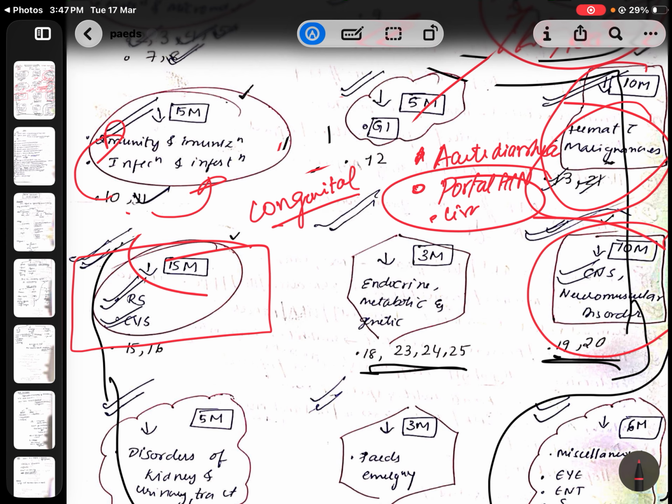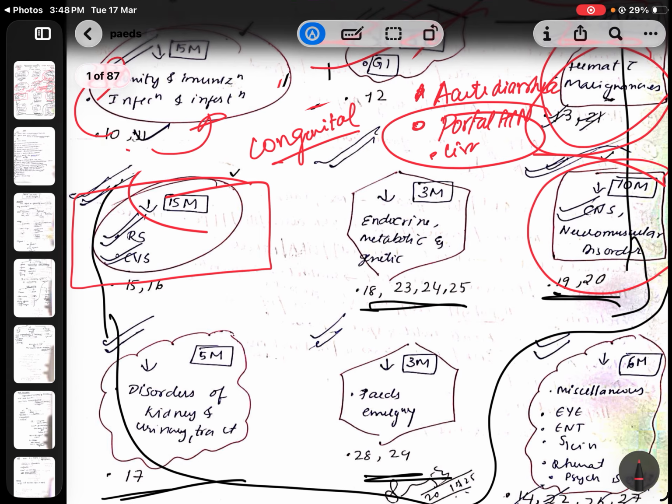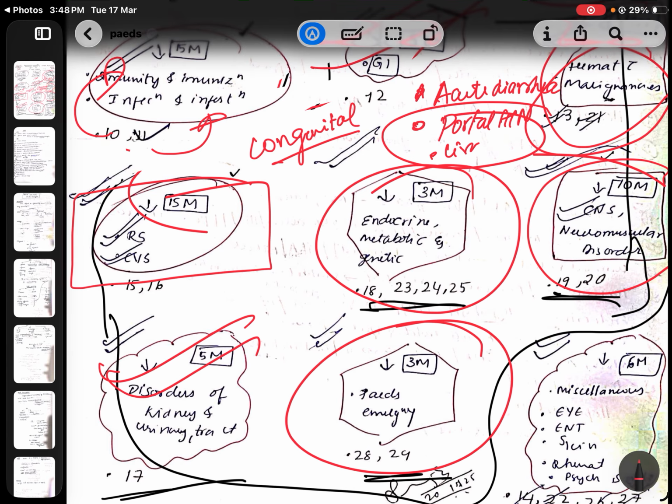Then next, coming to your CNS and neuromuscular disorders. Next, whenever you're free, finish GI because it has an easy narration. Then you can go with kidney and urinary tract. Then you can do this and this. Okay, so based on that, we are placed, and also remaining miscellaneous things you can cover.